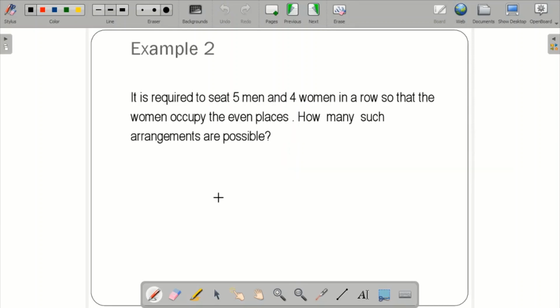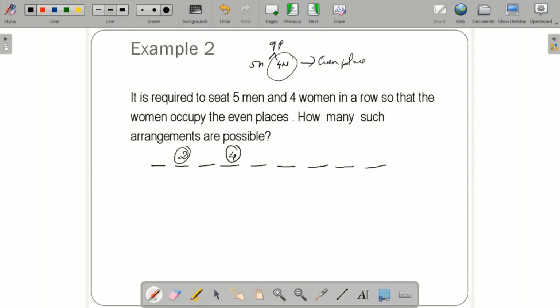Example 2, it is required to seat 5 men and 4 women in a row so that the women occupy the even places. Total how many persons are there? Total there are 9 persons. Out of that 5 are men and 4 are women. It is required to seat all these 5 men and 4 women in a row. The condition is given that the women occupy only even places. So this has to happen simultaneously. So obviously 1 2 3 4 5 6 7 8 9. So the second position, fourth position, sixth position and eighth position, these are the even positions.